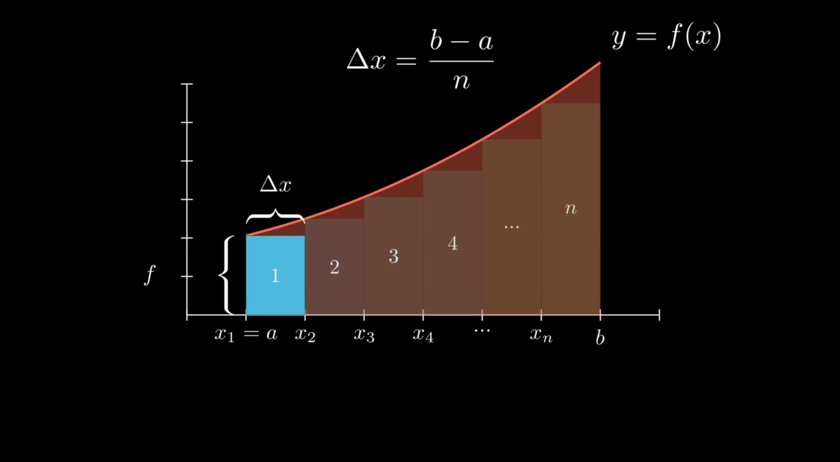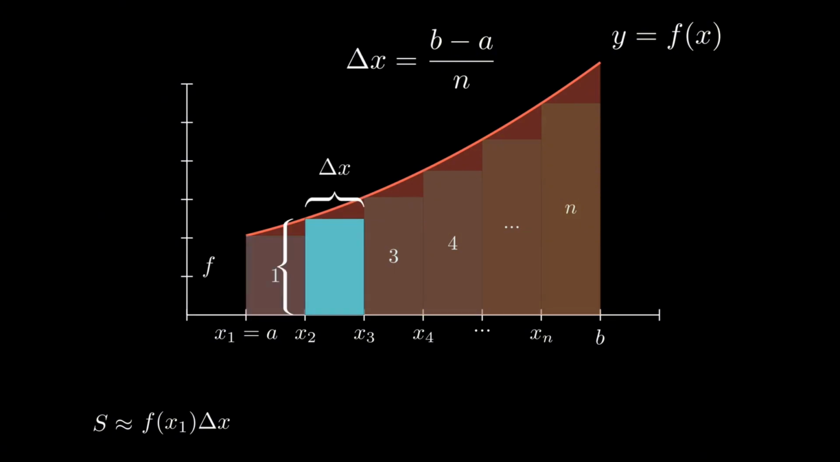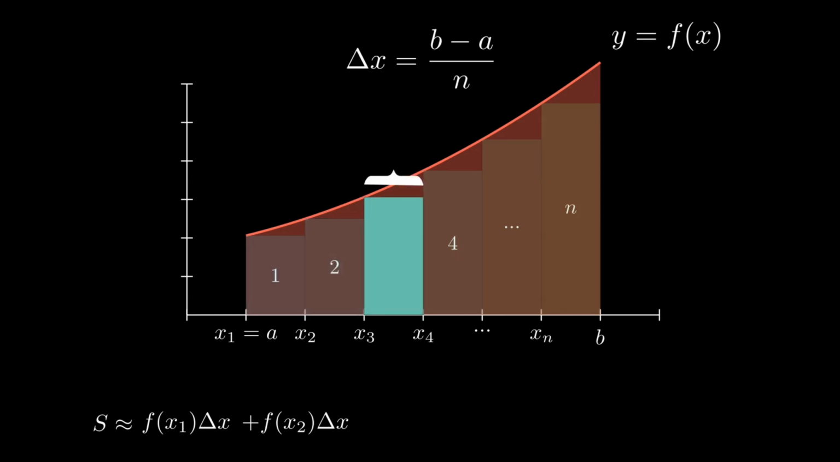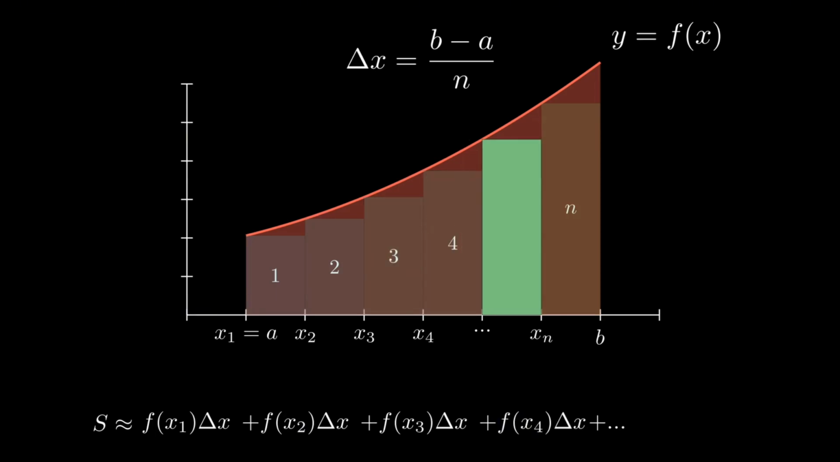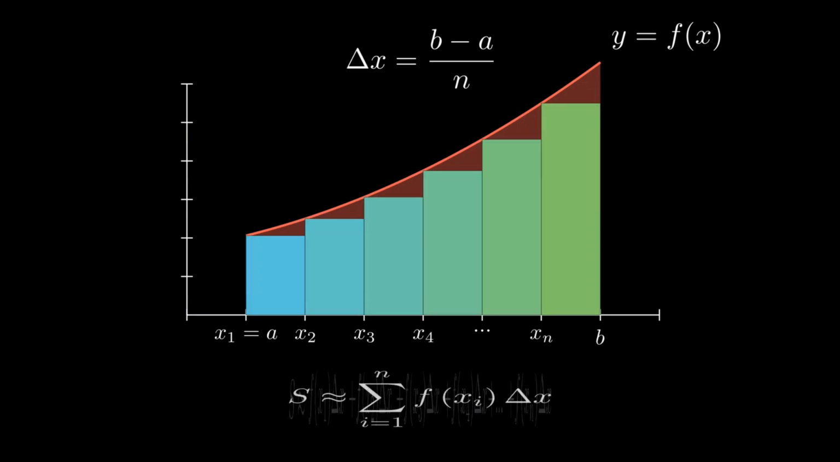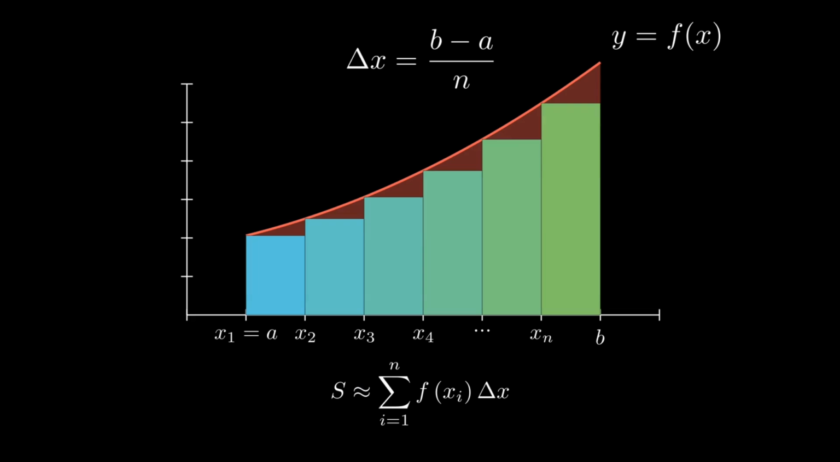With the first rectangle, the area is delta x multiplied by f of x sub 1. The second rectangle's area is delta x multiplied by f of x sub 2. Similarly for the remaining rectangles. When we add all these areas together, we get the approximate area of the shape. We can totally rewrite the formula for S like this.